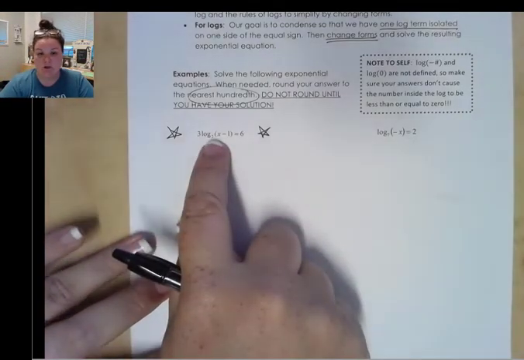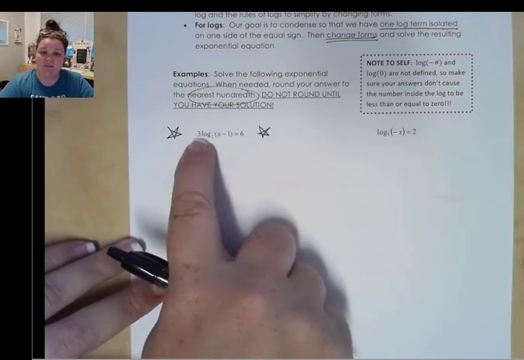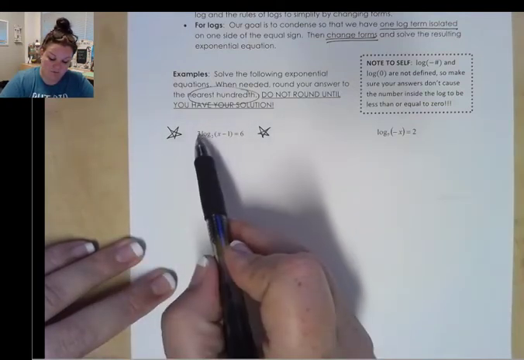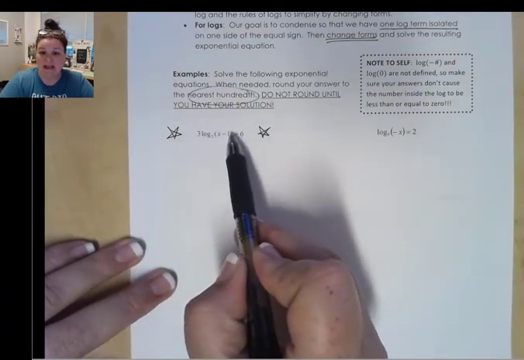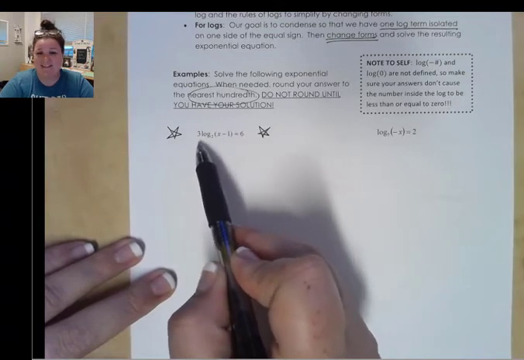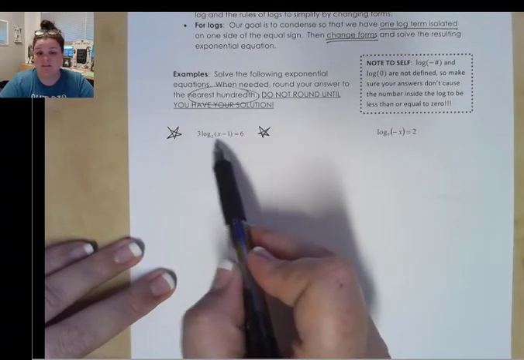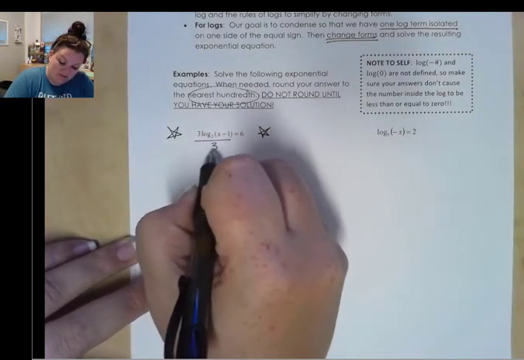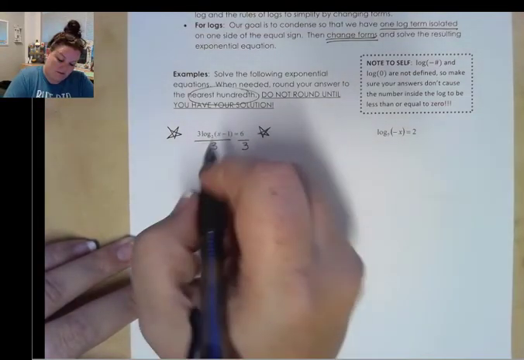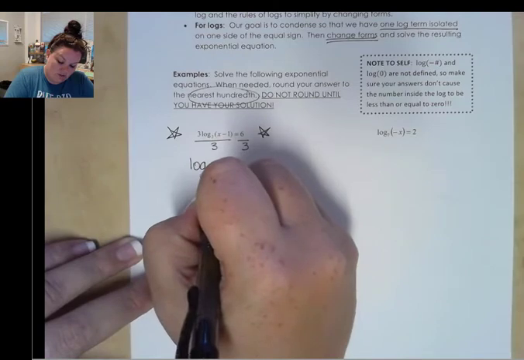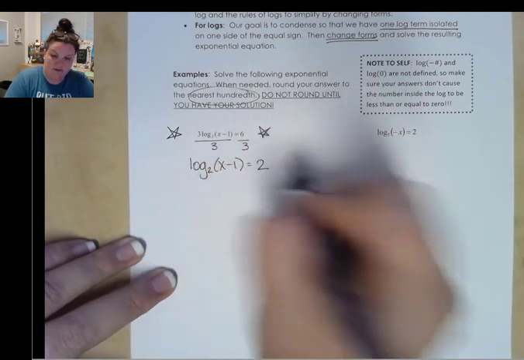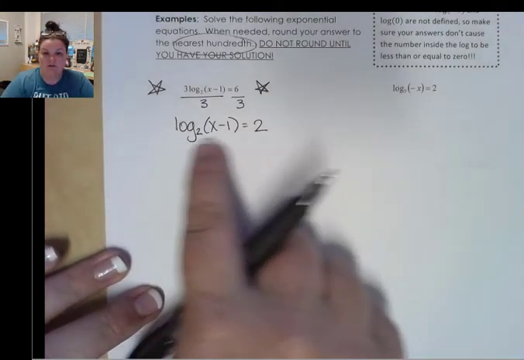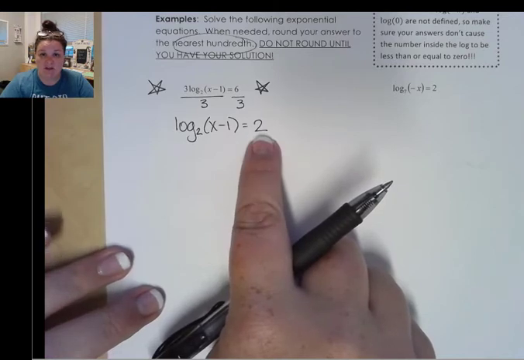Right now I do have only one log term, but it's not completely isolated because I have a coefficient on it. There are two ways I could get rid of this coefficient. I could move it up into the exponent, which would give me a cubed quantity, or I could divide it off. Here, dividing it off doesn't pose any threat because I don't have a log over here that it's going to mess up. So I'm going to start by just dividing both sides by 3. That gives me log base 2 of x minus 1 is equal to 2. Now I have my one log term, it's isolated, and it's equal to a regular number.